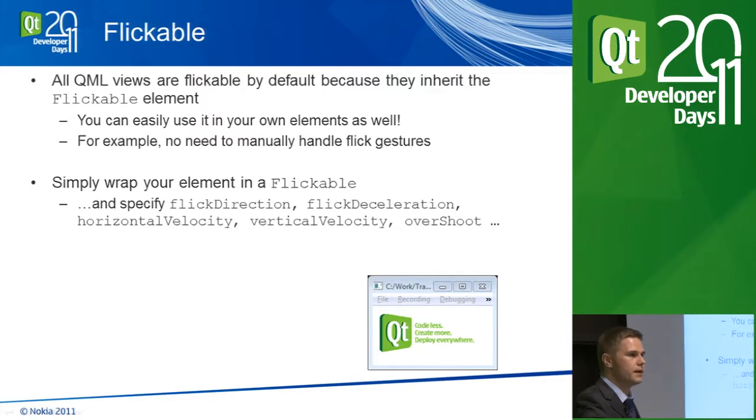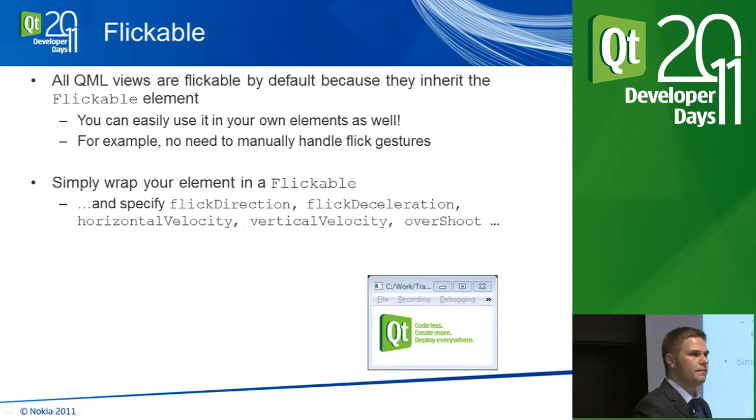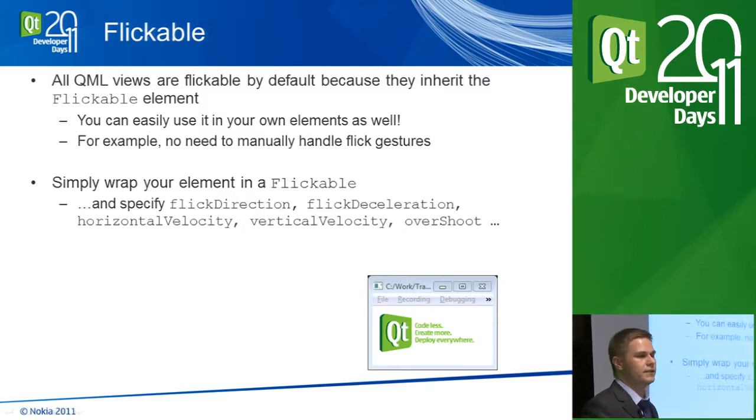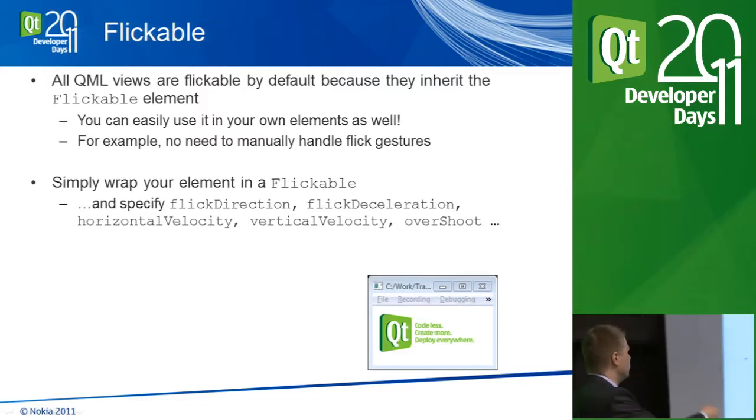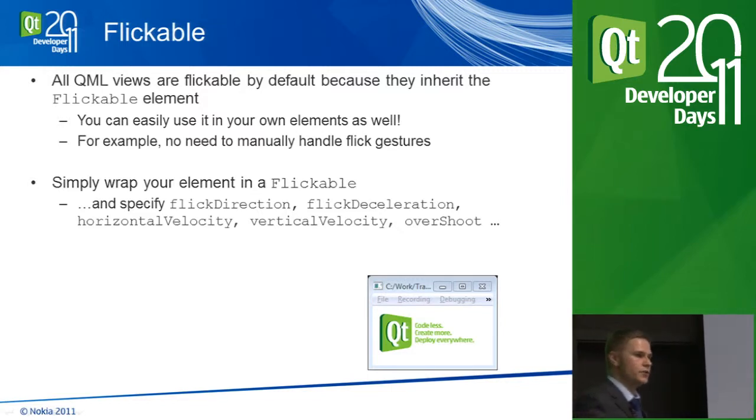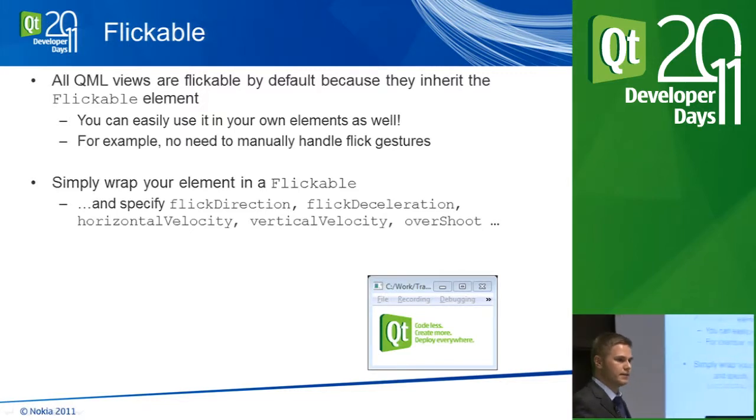Okay, so we come to the flickable elements. This is actually something that we have seen before already. The flickable element is something that you can use for adding flick interaction to your UI. It's obviously important for mobile touch-based devices, because these days the interaction model that we are using is based on panning and flicking and pinching, things like that. So Flickable enables us to implement the flick interaction.